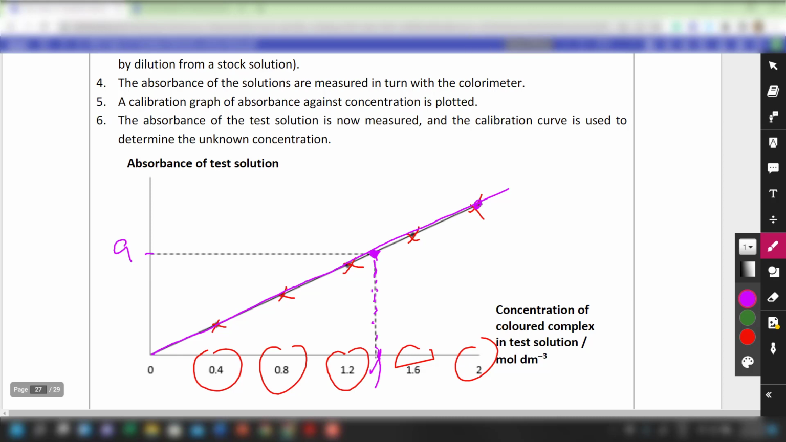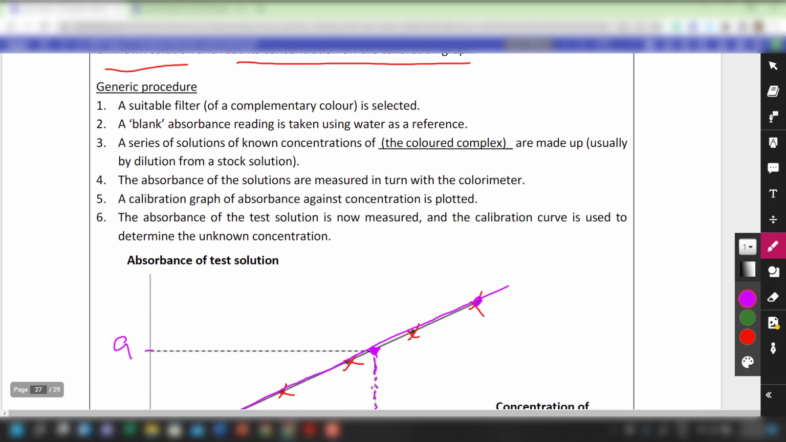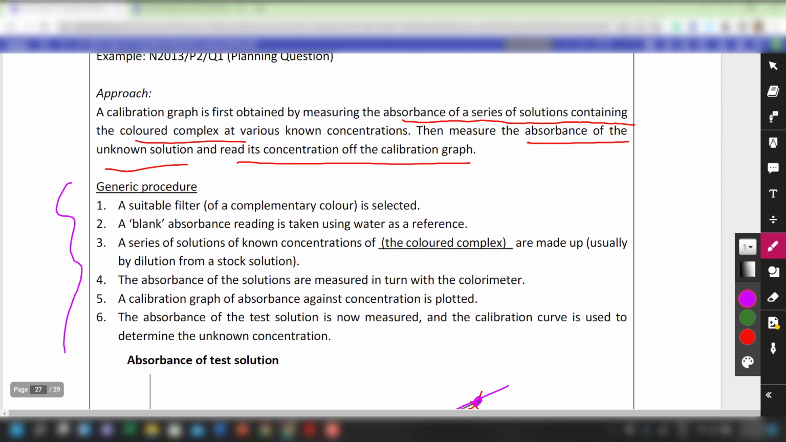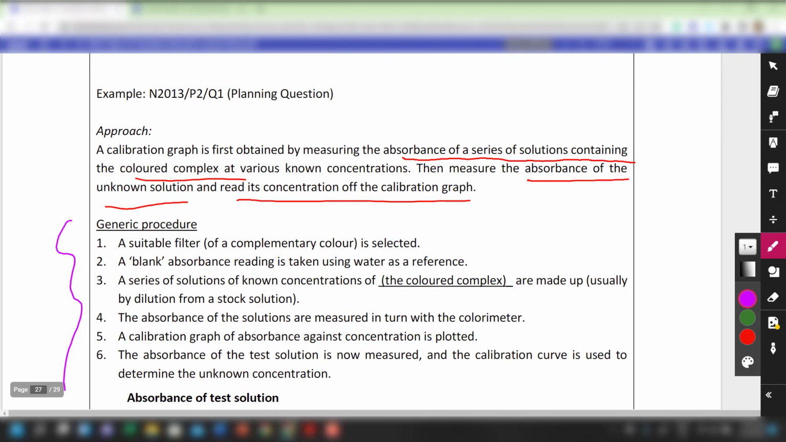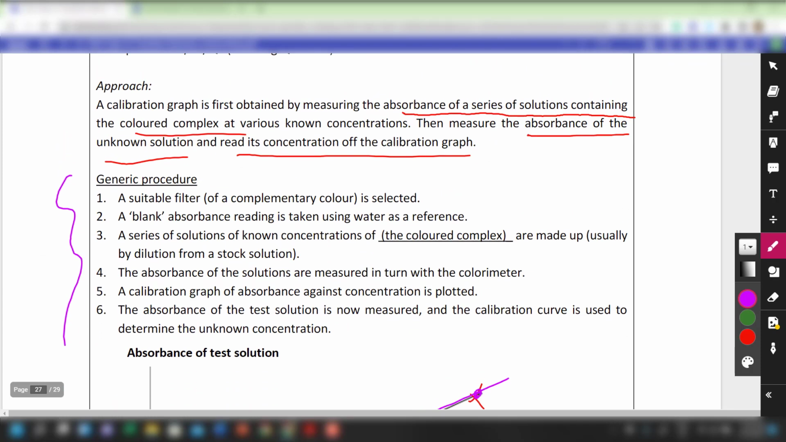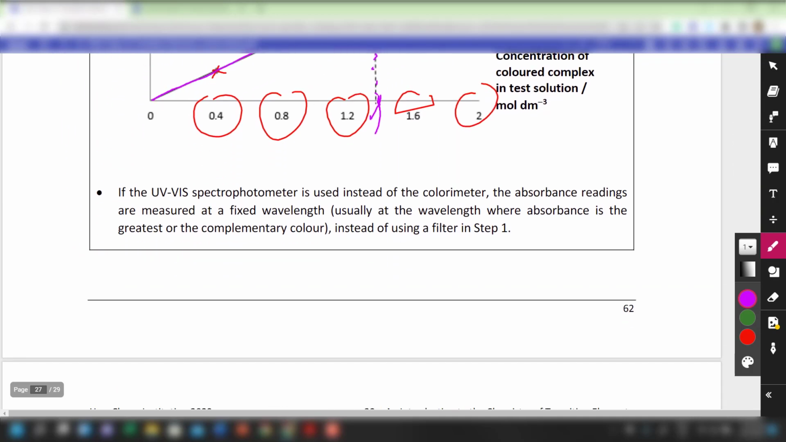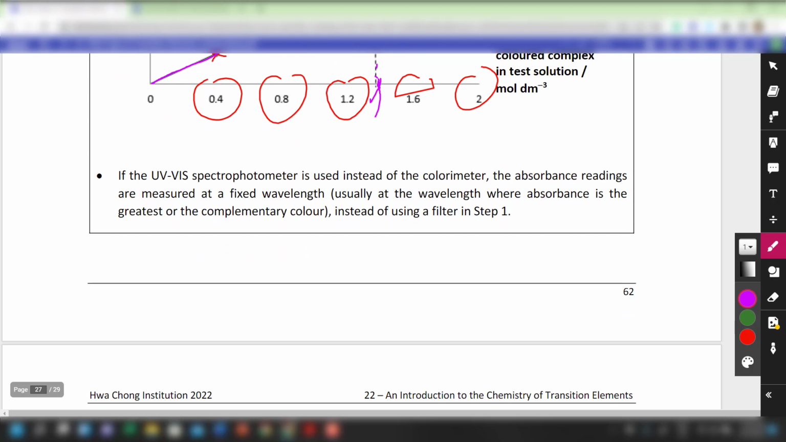So we need to plot what we call a calibration curve first. You can read through the generic procedure and get the details from the solution we're going to upload for the planning question. This is just a generic procedure we're providing for you to understand a little bit more about what exactly is going on if you're going to do planning. Of course, earlier on I mentioned the UV spectrophotometer, but in most cases, because this is not exactly in our syllabus, they will use a colorimeter.